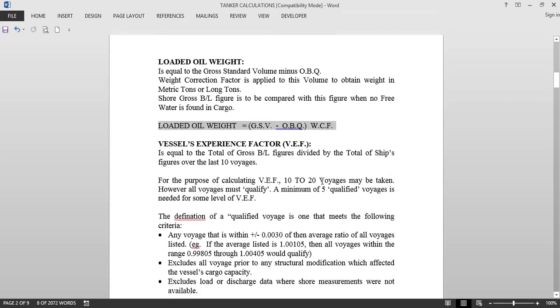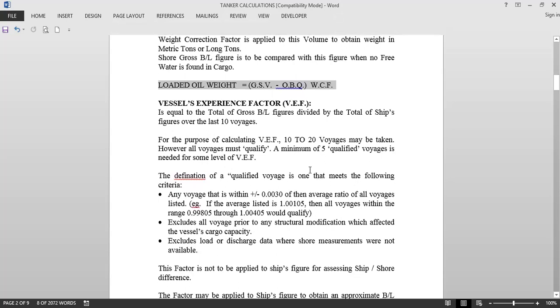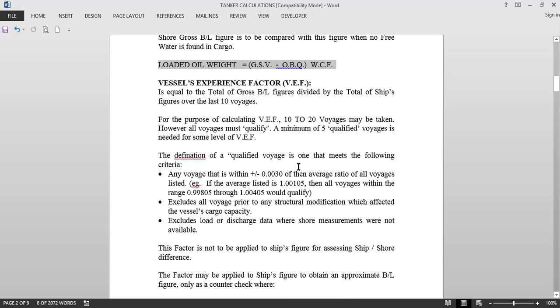Simple calculations. There is something about the vessel experience factor, which I will briefly tell you about. Over a period of time, when you load cargo in a ship and compare the ship's figures to the shore figures, you will find a small difference. If the shore is giving you, let's say, 10 cubics, it is quite possible that you are not receiving 10 cubics all the time. Either you will be receiving 9.9 or you may be receiving 10.1. That is because there may be a difference in calibration of your tanks with your ullage tables, and over a period of time, over 10 voyages or 20 voyages, an average is calculated. That is basically to see the vessel's experience factor.